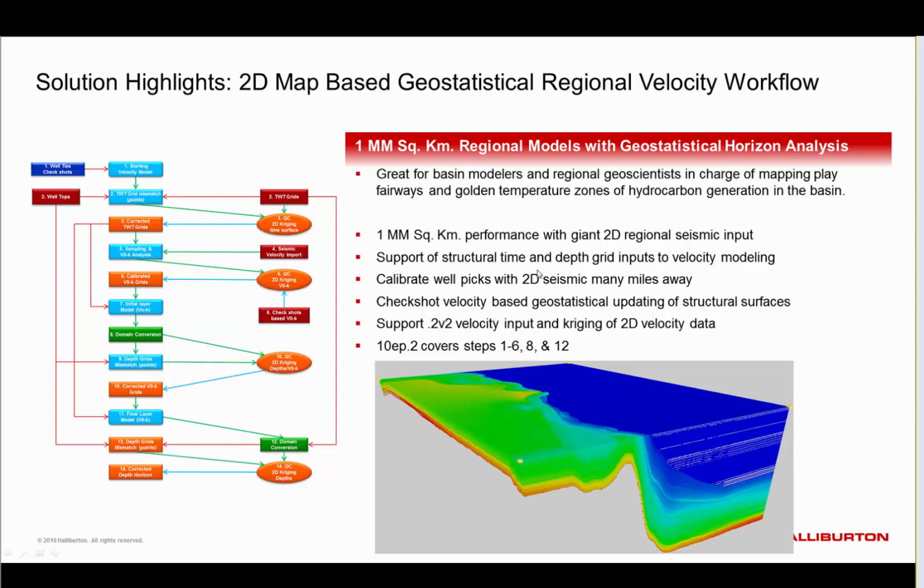For the 10EP2 release, we're doing a little more than half of the workflow, but we can still make valid, really good geostatistical models with just the first half of the workflow that we're doing in 10EP2. So think about 1 million square kilometer velocity models at good performance, using giant seismic input and wells that are very widely spaced apart, but we're going to integrate the power of the Earth modeling and the power of the 2D mapping into the solution.